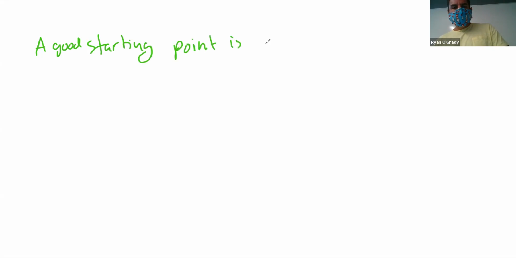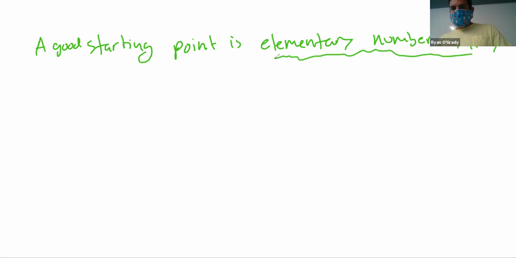All right, so the first thing we're going to do is what we call elementary number theory. So this is a good place to start. When we say number theory, I think it's very self-explanatory. This is a branch of math where we study properties of integers.